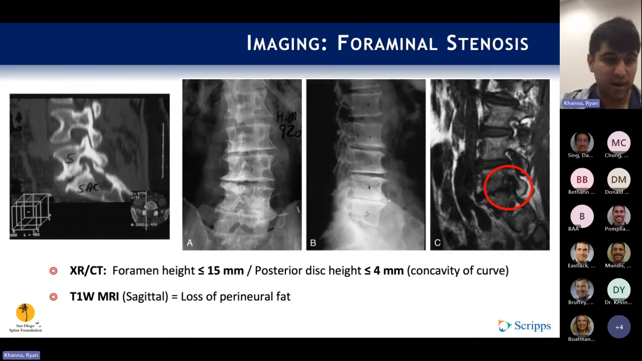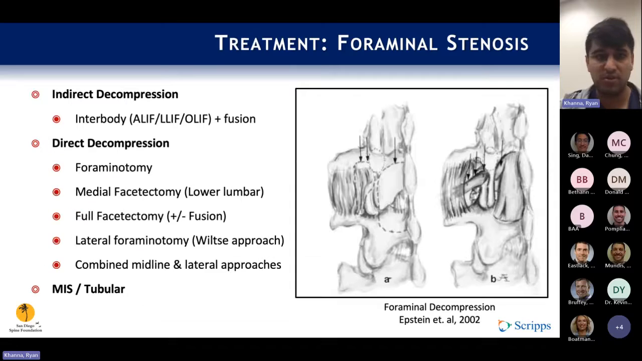This can be diagnosed on X-ray, CT scan, or MRI. On MRI, on T1, you will see the loss of perineural fat. On X-ray, if the foramen is less than 15 millimeters or the posterior disc height is less than 4 millimeters, that can be a tip-off that the patient might be suffering from radiculopathy from foraminal stenosis.